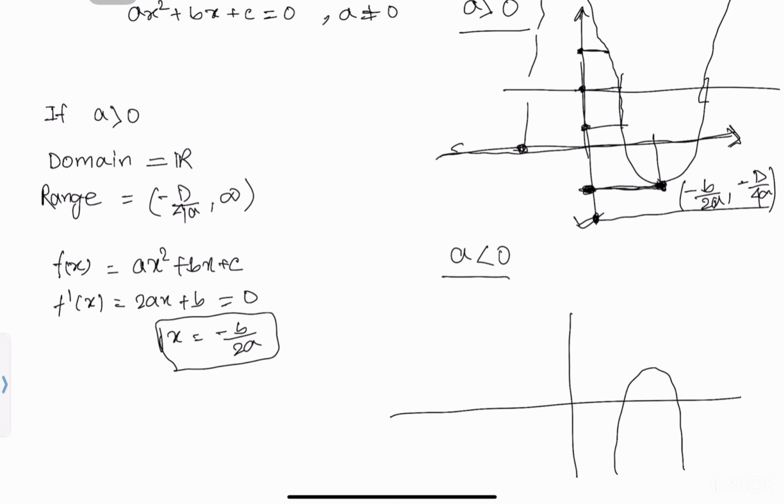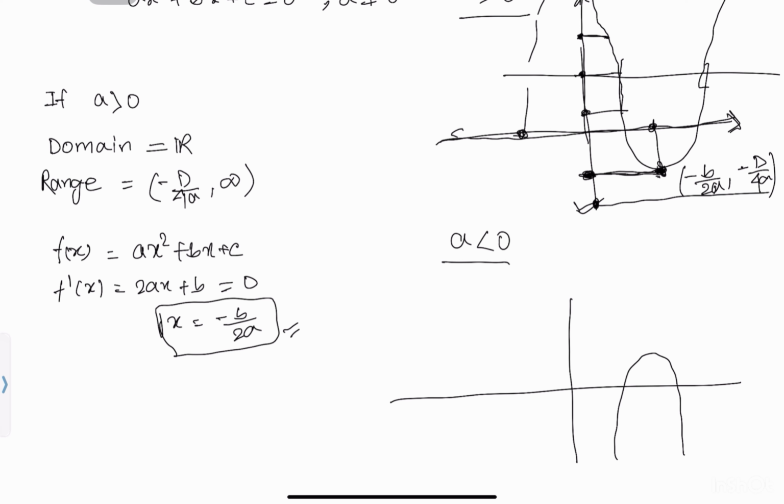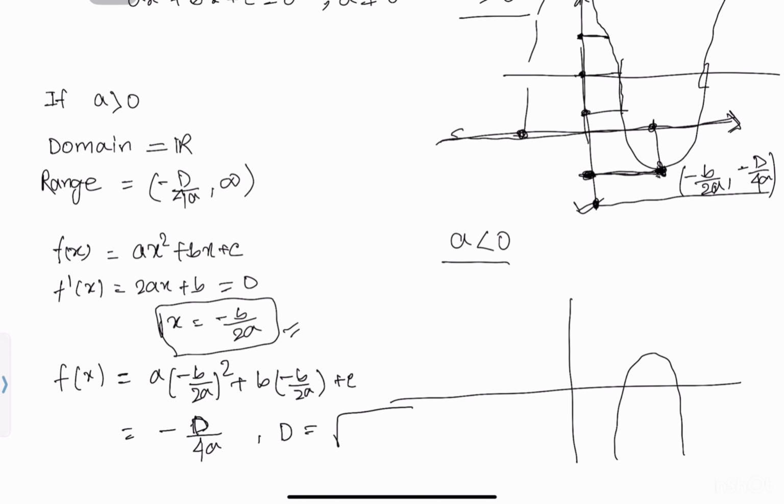So check this corresponding value. I told you minus b by 2a. This is correct. That means corresponding x value, the functional value I have to check. So if x equal to minus b by 2a, put that value, f of x equal to how much? a times minus b by 2a whole square plus b times minus b by 2a plus c. You can try to solve, d by 4a answer will come, where d is b square minus 4ac.